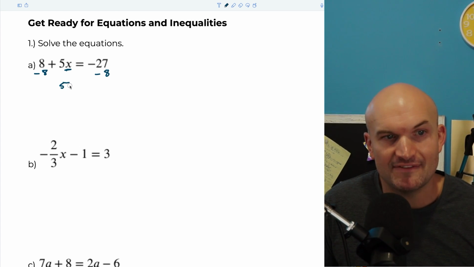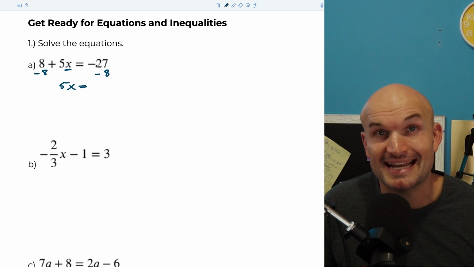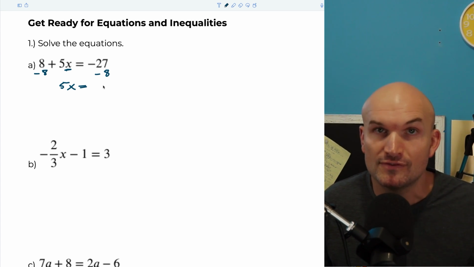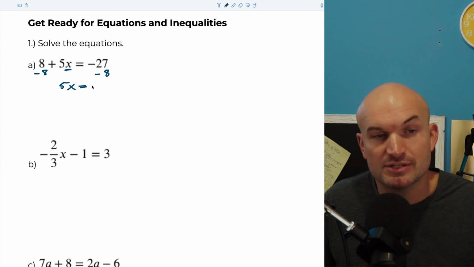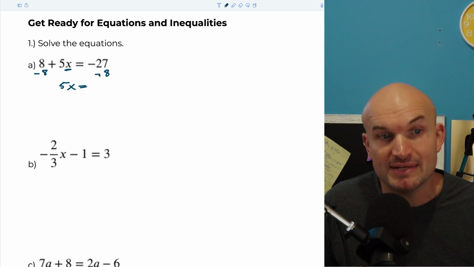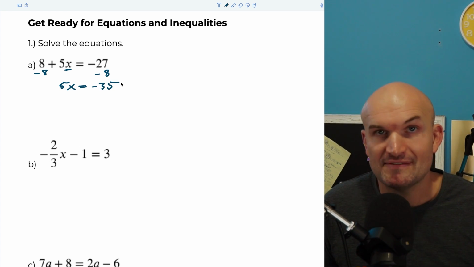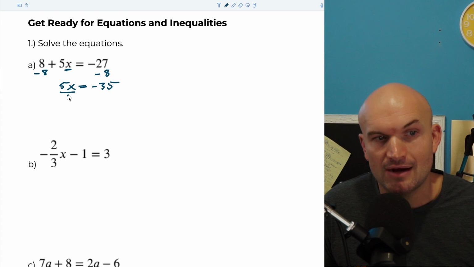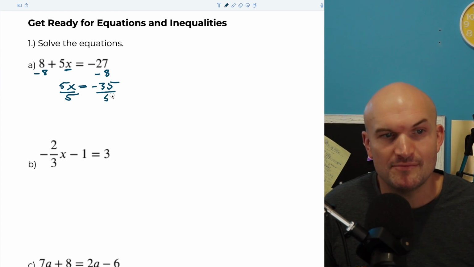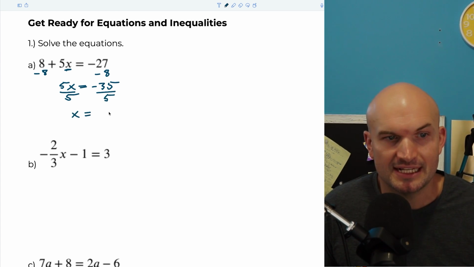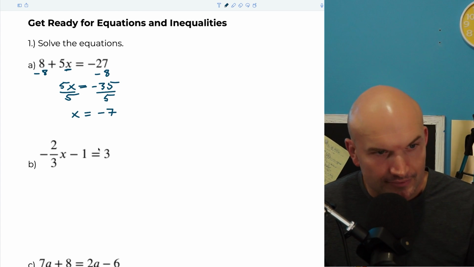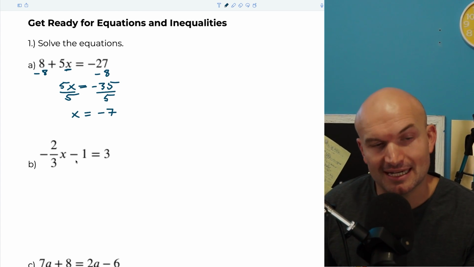That's now going to give us a 5x is going to equal, now this is a negative 27 minus an 8, right? So if you owe me $27 and you borrow another $8, you now owe me $35, right? So it's a negative 35. And now I will undo multiplication by 5 by dividing by 5, and I get x is going to equal a negative 7. Now in the next example, again, a lot of students will see fractions.